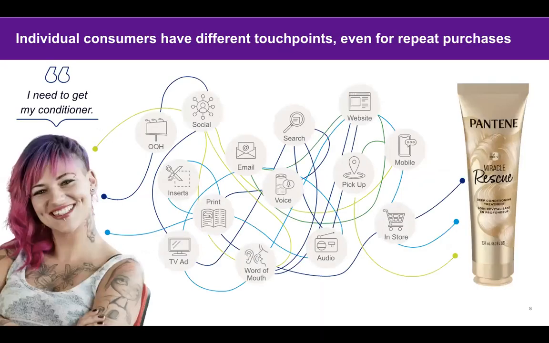And when we think about this as consumers, even if a brand can say, hey, my target consumer is this woman who's got some really amazing hair, but she needs to get conditioner, Pantene conditioner, for example, that doesn't really get to the heart of how she gets to buying Pantene, because we as consumers have different touch points, even for repeat purchases. Let's say it's only Pantene shampoo, Pantene conditioner, Miracle Rescue every single time. You're still going to take different paths. So which path makes the most sense, which ads resonate to remind you, hey, you're low on Pantene Miracle Rescue, you need to go get some more?